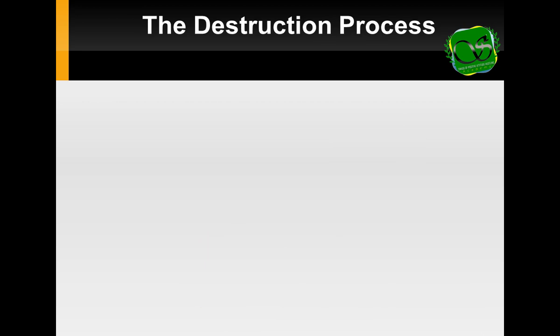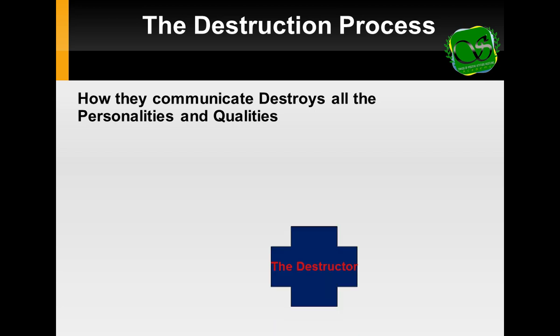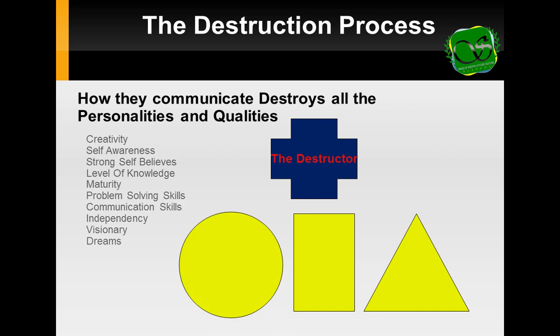Okay, great. So the destruction process goes like this. How they communicate destroys all the personalities and qualities. As I explained on the previous one, this is the thing which happens when they're busy dragging you down now and then, saying bad words, talking things like that. When they're talking with you, they're killing your creativity, they're killing your self-awareness, they're killing your strong self-belief, they're killing your level of knowledge, they're killing your maturity level, they're killing your problem-solving skills, because you can actually tell the teacher, how can that be? This is impossible. How does that happen in a biblical way? Did that happen? Did Mary have what with that?